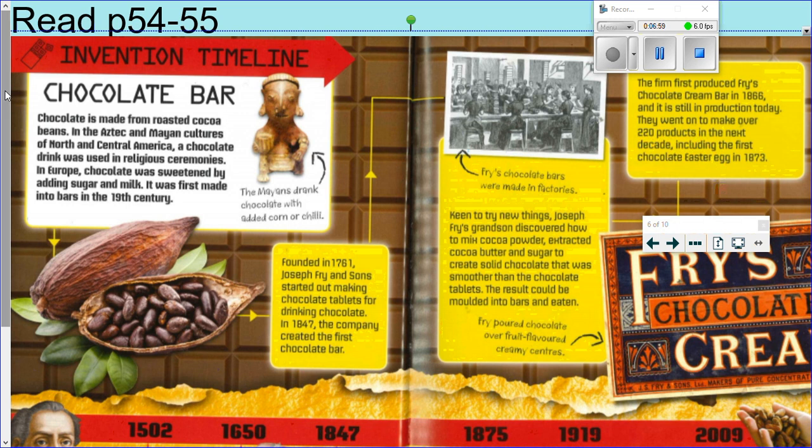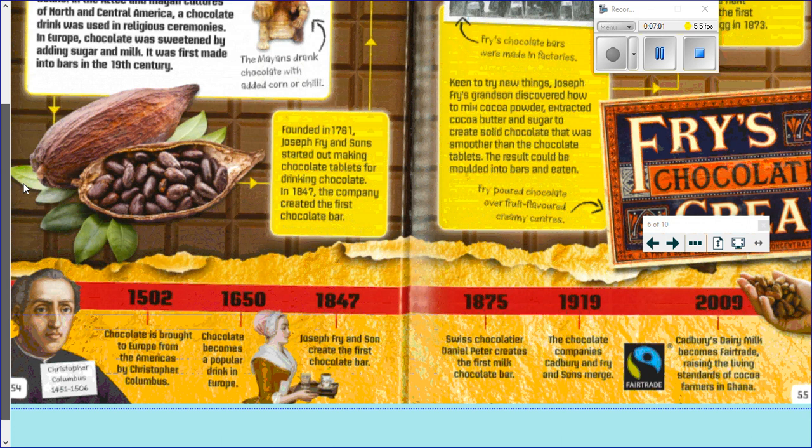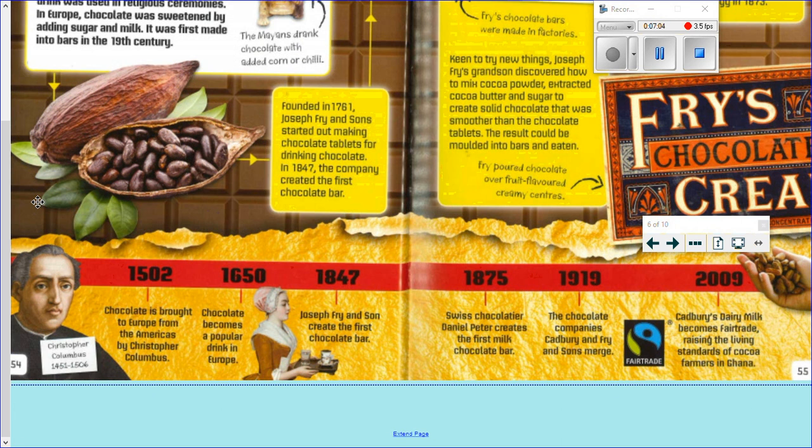Ooh. Miss Hendy's very excited about this page. I love Easter eggs, I love chocolate, I love chocolate drinks. It's all very exciting. Okay, enough about Miss Hendy.